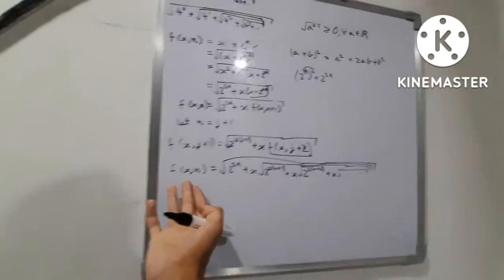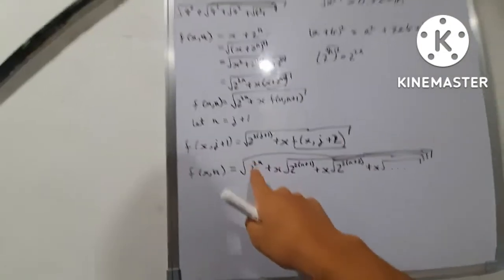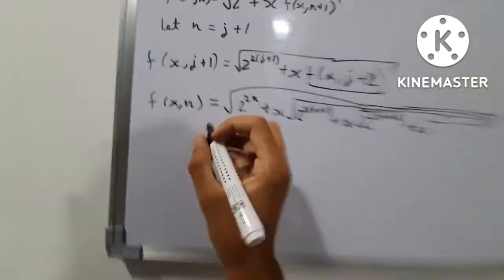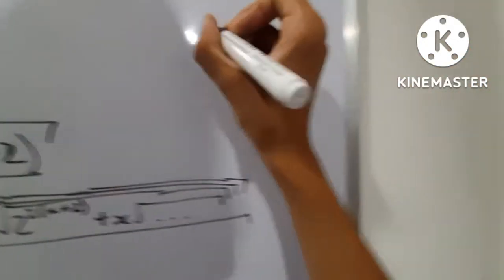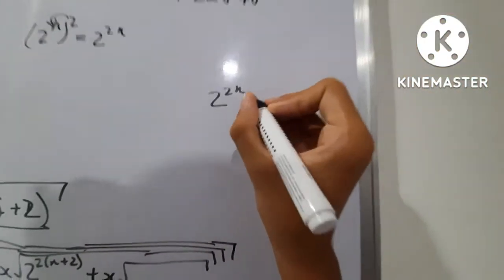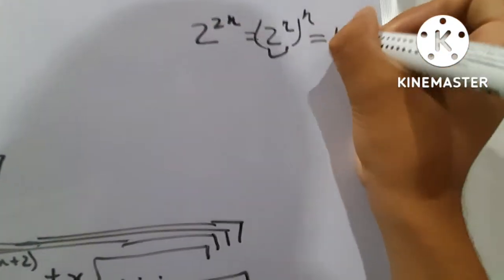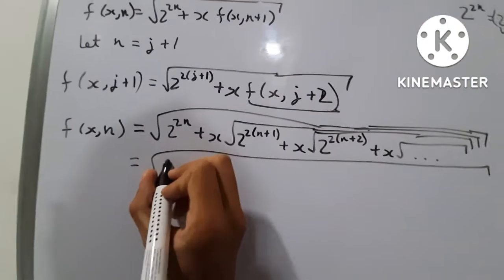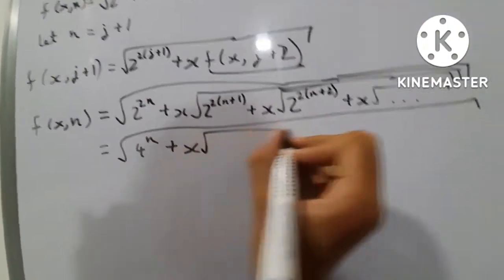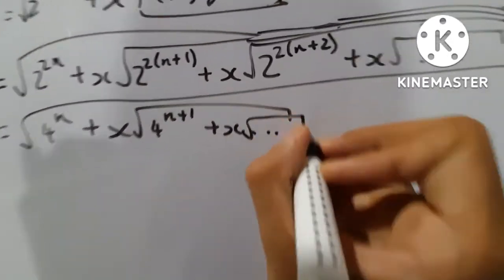Anyways, so we see that f of x, n is equal to that expression. Notice that our initial expression, what was our initial expression? I wonder. But anyways, let's make this into a more familiar form. So that 2 to the 2n can be written as 2 to the 2 to the n. Notice that 2 squared is 4, to the n. So we're going to use that everywhere here, right? So we're going to get that 4 to the n plus x times square root of 4 to the n plus 1 plus x, and then I'm just going to do dot dot dot because I'm lazy, right?